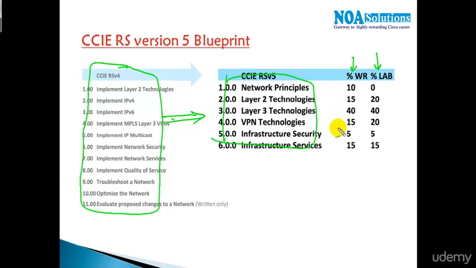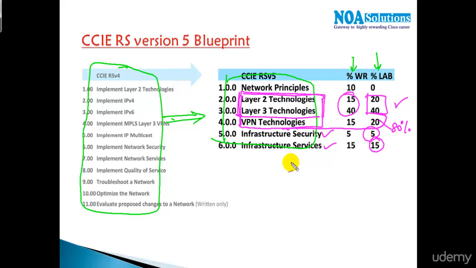The major sections which will be tested here are Layer 2 and Layer 3 technologies. You can see it's going to cover 60% of your CCIE Routing and Switching lab exam, and in the written exam it is almost 55%, and then VPN technologies. Together this covers 80% of your CCIE lab exam. So these are the three major topics you need to understand very well, and the remaining are also tested, like services at 15%, and infrastructure security, which is tested at 5% of the questions.